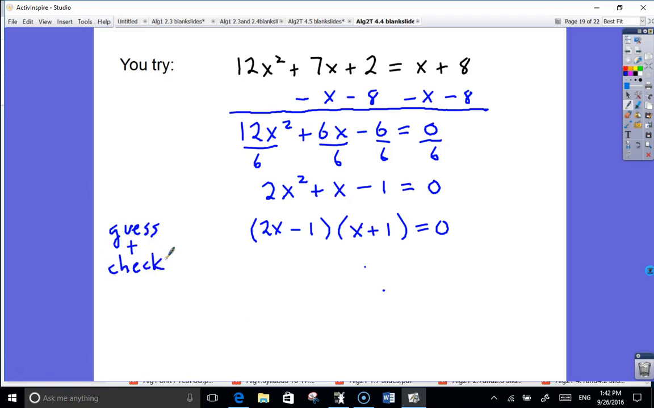Okay, now I'm not done until I say what does x equal? Right? And x equals positive 1/2 and negative 1. The negative 1 you can see for sure. If you don't see why x equals 1/2, then take 2x minus 1 and set it equal to 0 and solve. 2x equals 1, x equals 1/2.